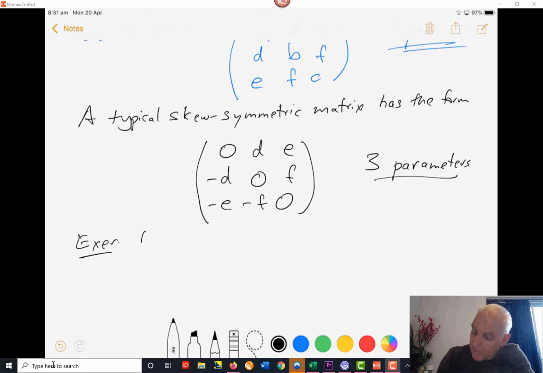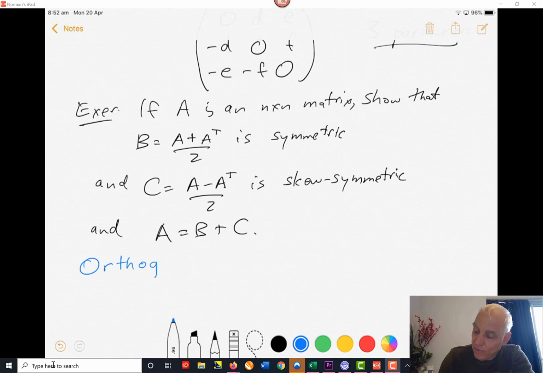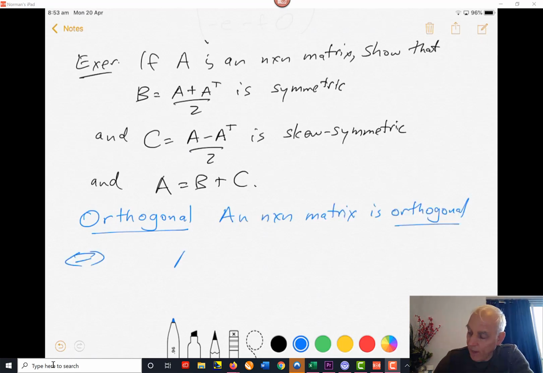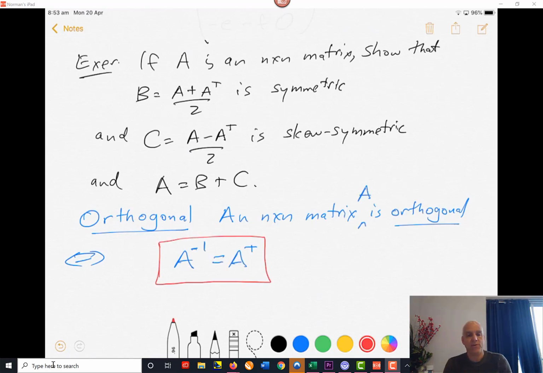So finally, I want to talk about one more class of interesting matrices, which are a little bit more advanced, because we're going to put the idea of transposes and inverses together, still in the n by n case. So we say that an n by n matrix A is orthogonal precisely when its inverse is equal to its transpose.